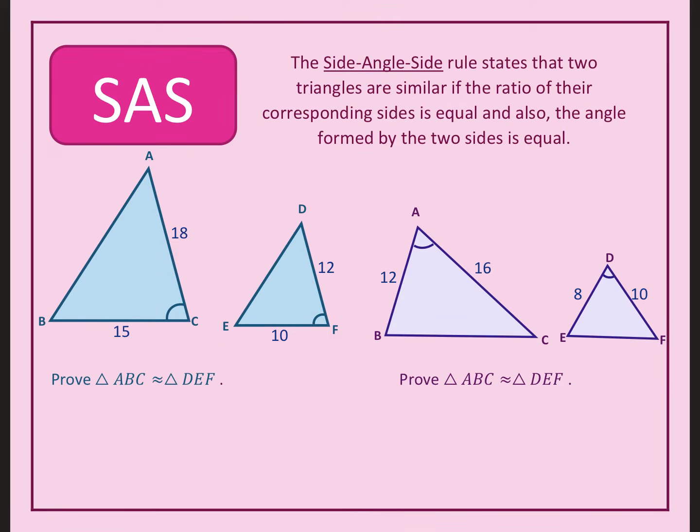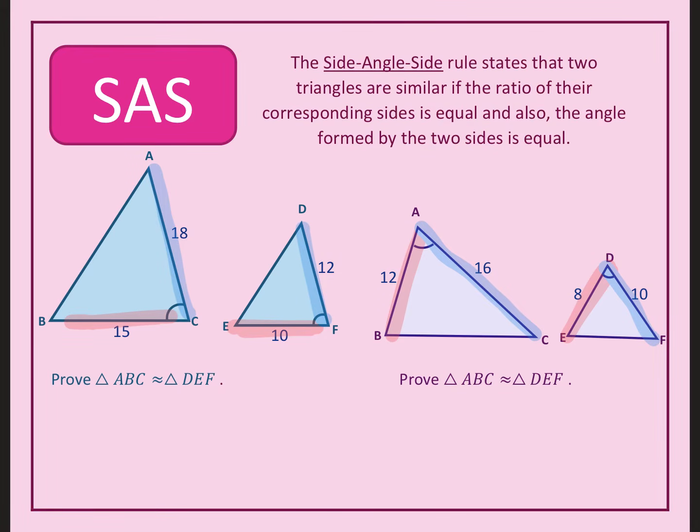The side, side, side... rather, the side, angle, side rule states that the two triangles are similar if the ratio of the corresponding sides is equal, and also the angle formed by the two sides is equal. So what we're looking at here is I see this line here matches this line here. So the angle part does match. So now we've got to check just the two sides. And if the two sides are proportional, so this I'm going to do AB and DE, if the two sides are proportional, then yes, these triangles are similar.